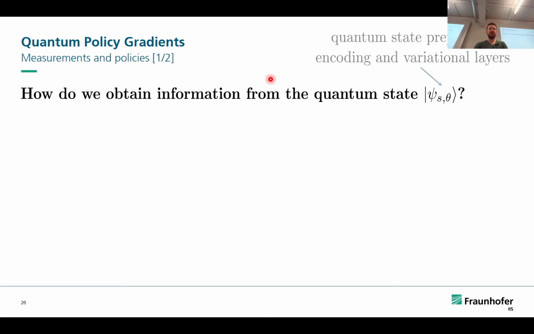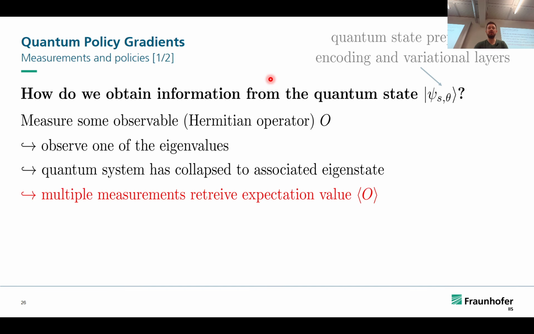And then the last part, probably also the most important part: at some point we need to measure the quantum state, because, for example, our agent needs to decide for a certain action based on the state. And for that, there's just no way around measuring it. From a theoretical point of view, you typically measure some observables, some Hermitian matrices, and then we observe one of the eigenvalues and the state collapses to one of the eigenstates. Details are again not too important.